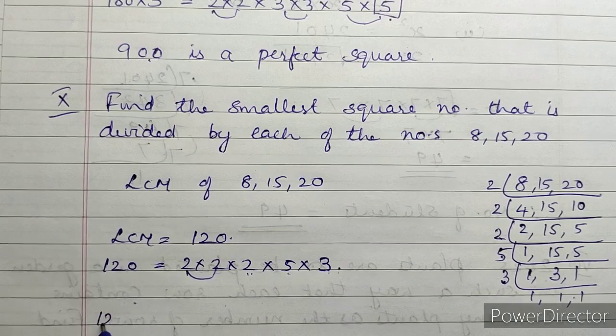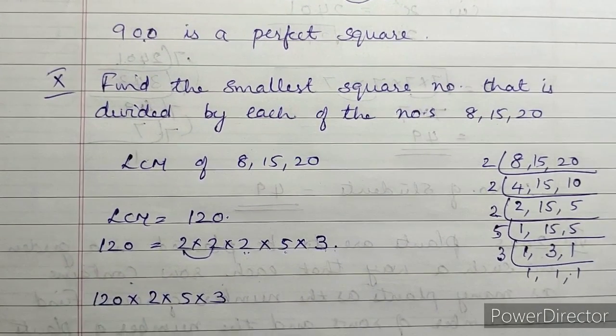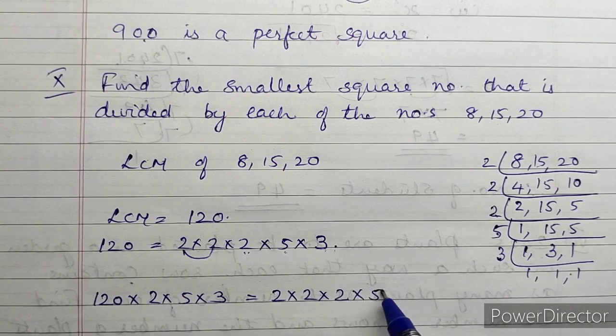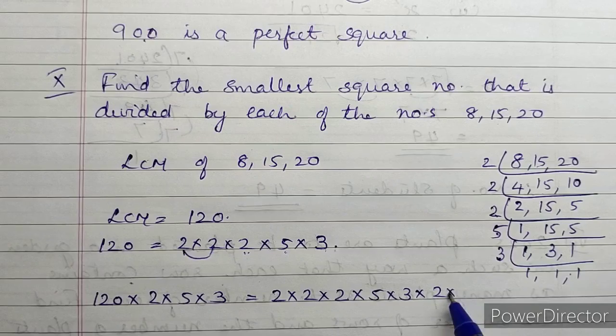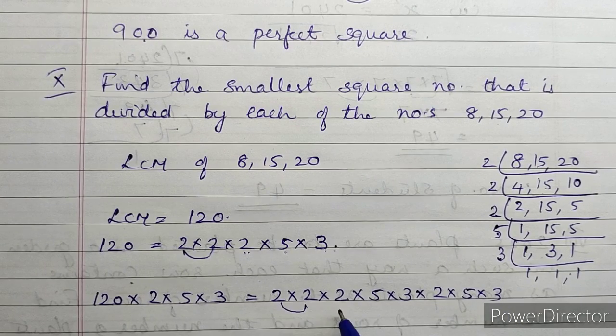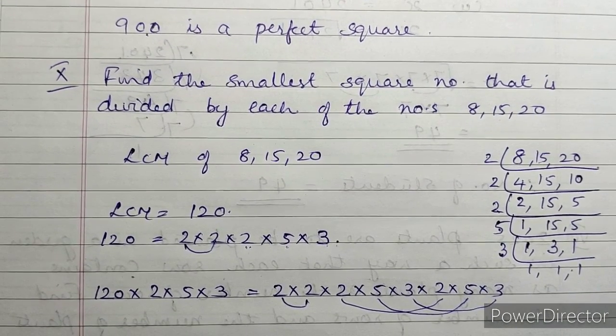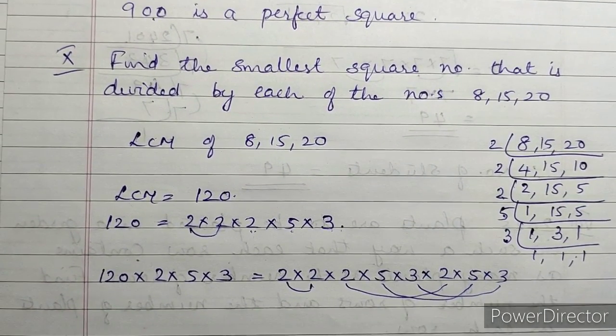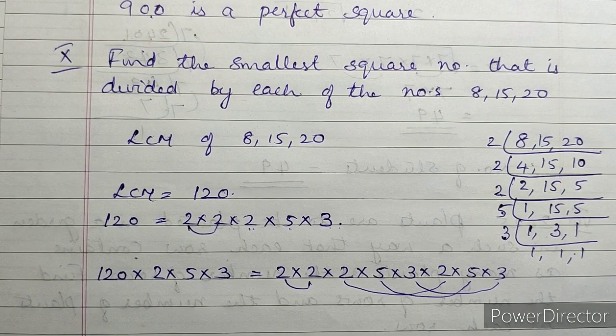So that means 120 into 2 into 5 into 3. Then it will come a perfect square, that is 2 into 2 into 2 into 5 into 3 into 2 into 5 into 3. So this is 1 pair, this is 1 pair, this is 1 pair. All got the pairs. So that means 120 into 2 into 5 into 3 is the required number.